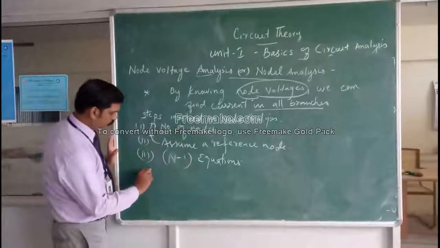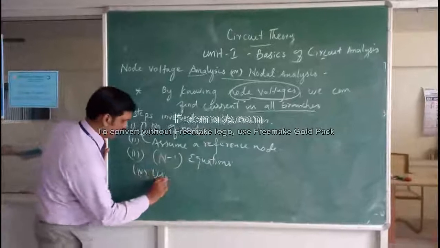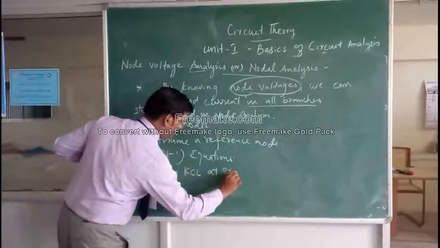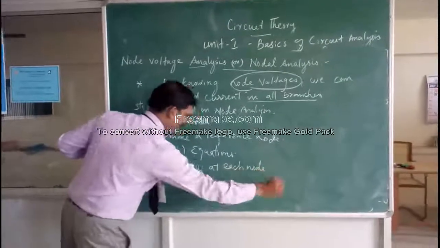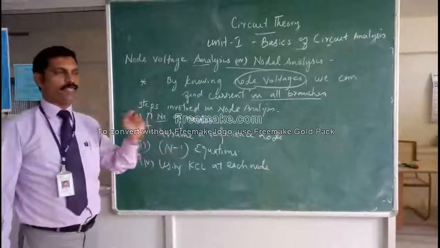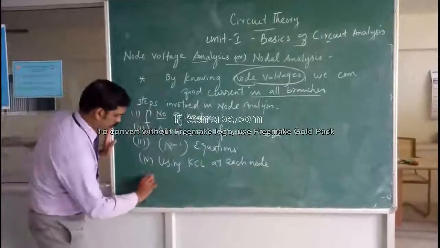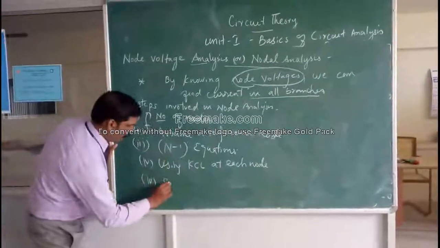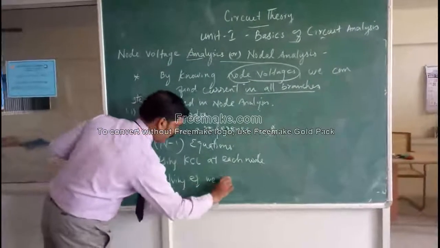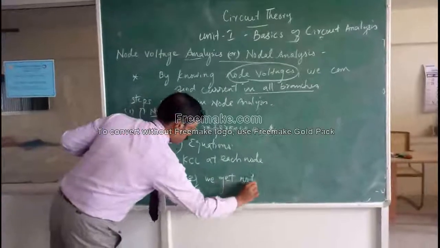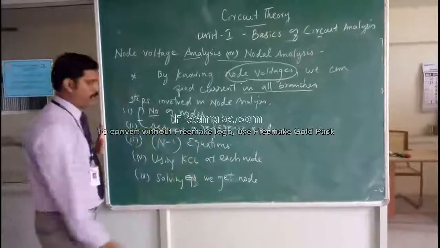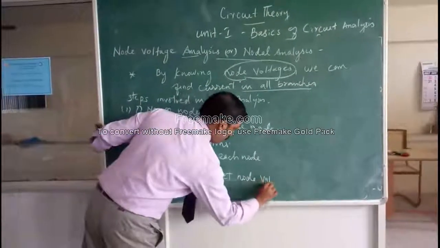The next step is to use Kirchhoff's current law at each node. We apply Kirchhoff's current law at each node and form the equations for each node. After that, solving the equations, we will get the node voltages.